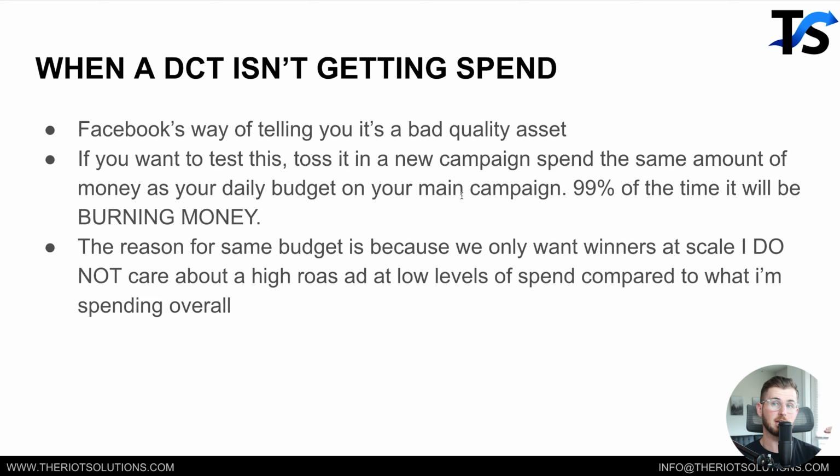Then whatever that CBO budget is, go create another campaign and put your ad set in there with your DCT ad set that's not getting a spin, with the exact same budget. Why? Because we want to know what works at scale. So that's why we want to keep the same exact budget.